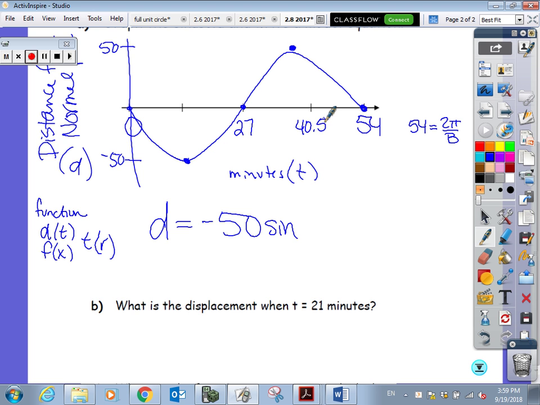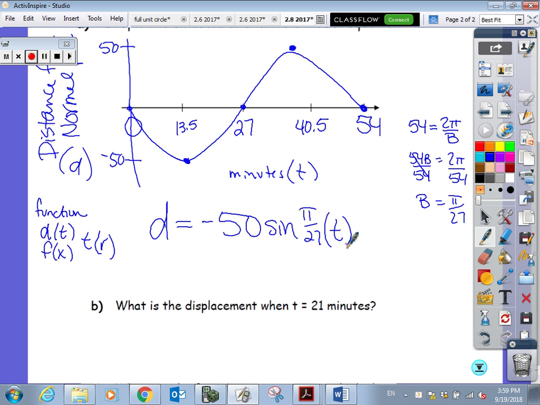81 over 2 would be fine also. 13.5 or 27 over 2 would be fine. All right, so if you don't know what this is, cross multiply, 54b equals 2 pi. Divide by 54. Always simplify. B equals pi over 27. There's your B value. So pi over 27.